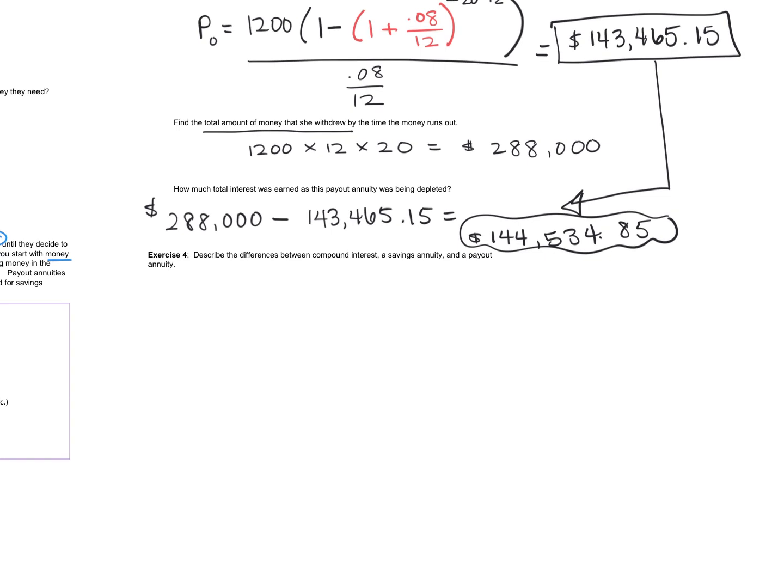And so lastly here, to describe the difference between compound interest, a savings annuity, and a payout annuity. So those are the three things that we've been talking about. One of the big things that I think about from my own perspective, if these are all kind of savings, is that the compound interest is normally one payment. Like you only make one deposit. I said payment because we've been talking about that.